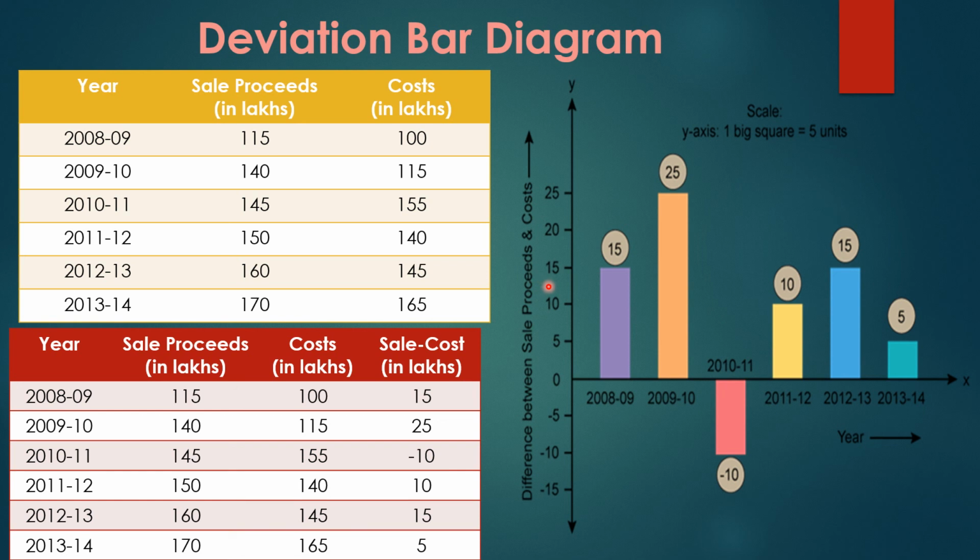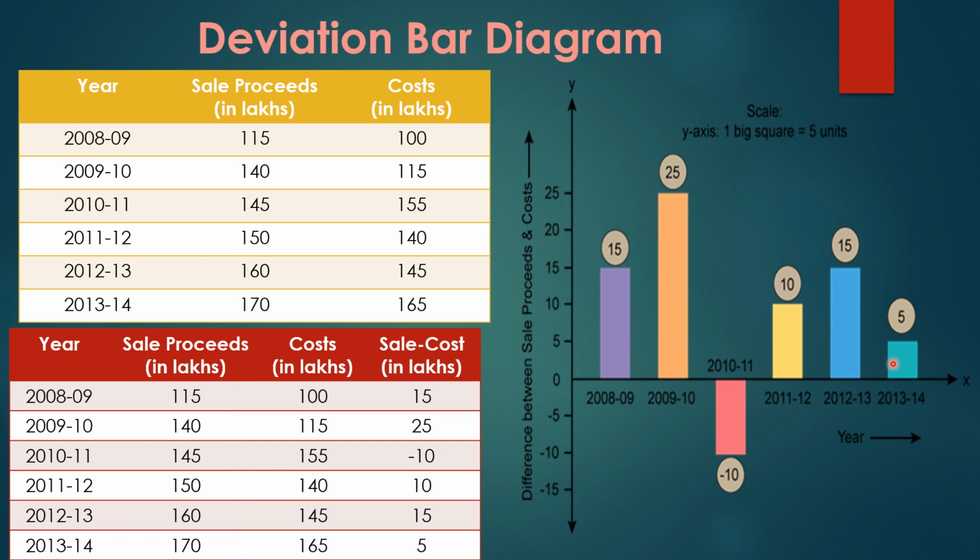On the y-axis we are giving plus numbers and minus numbers also. The baseline we will keep for the year. So minus 10 will be for 2010-11 because we have suffered a loss of 10 lakh. Similarly, the next year we have a gain of 10 lakh. The next one is 15 lakh, and the last one, here we have a 5 lakh gain, so we will present it here as 5. So this one represents the deviation bar diagram.